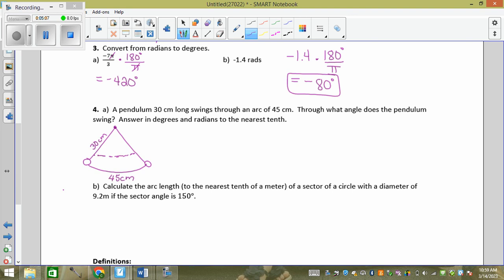But anyways, here we have, through what angle does the pendulum swing? I know that this one here is a radius, because if you imagine this, it would be a full circle. Pretend that's actually in the center. This would be the center of your circle. Ignore the outside. So here's your circle. You can imagine the rest is not there.